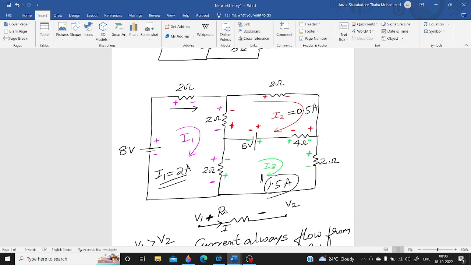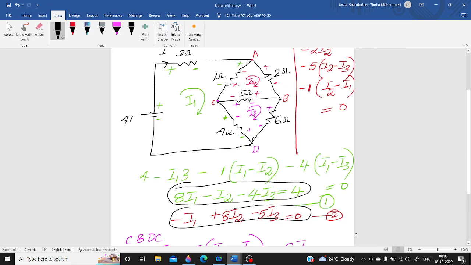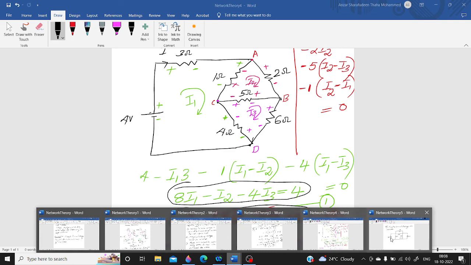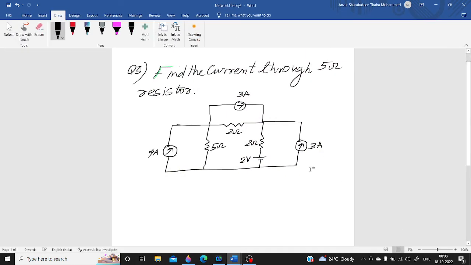So this is the case with the Kirchhoff's voltage law approach for solving a network, specifically the mesh analysis of solving a network. Now let us consider some special cases. Suppose you have a problem like this. Find the current through the 5 ohm resistor. You are asked to find out the current through the 5 ohm resistor.